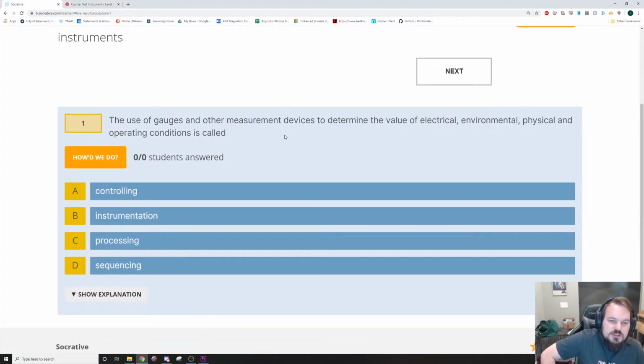The use of gauges and other measurement devices to determine the value of electrical, environmental, physical, and operating conditions is called instrumentation. You can find this on page 316 in Chapter 8. It's the second page. It's the first real page. There's the title page, and then page 316.